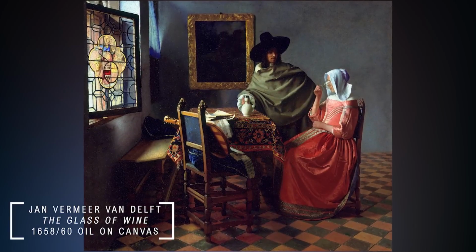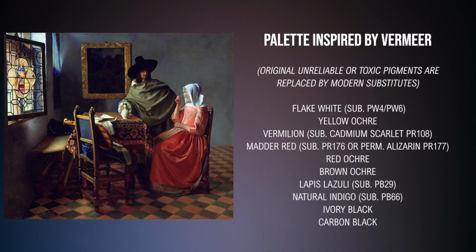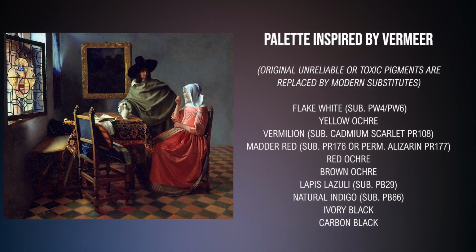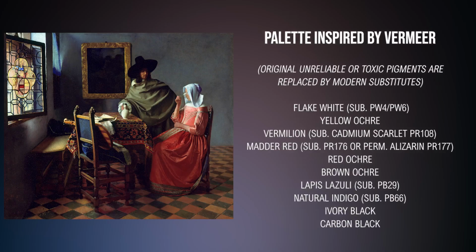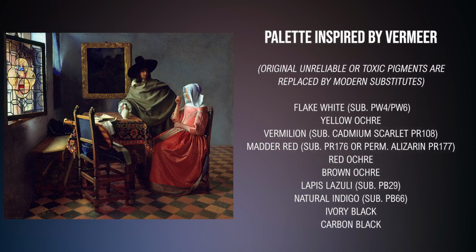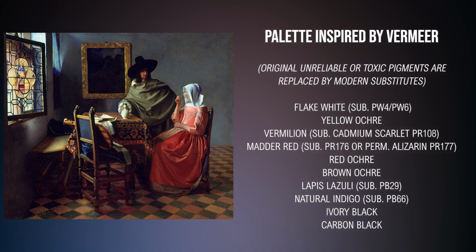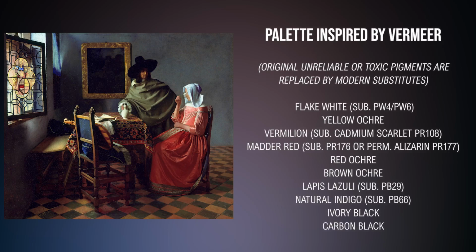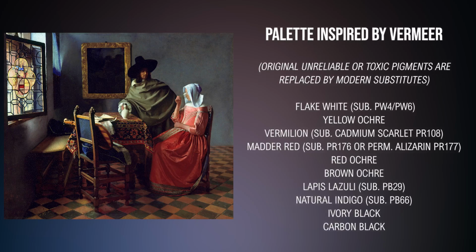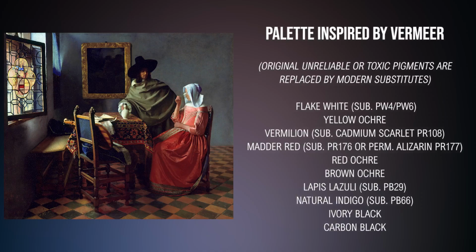For a palette inspired by Vermeer, use flake white hue, yellow ochre, vermilion hue, red madder hue, red ochre, brown ochre, natural ultramarine blue, which can be substituted for ultramarine blue, natural indigo, which can be replaced by PB66, ivory black, and carbon black.